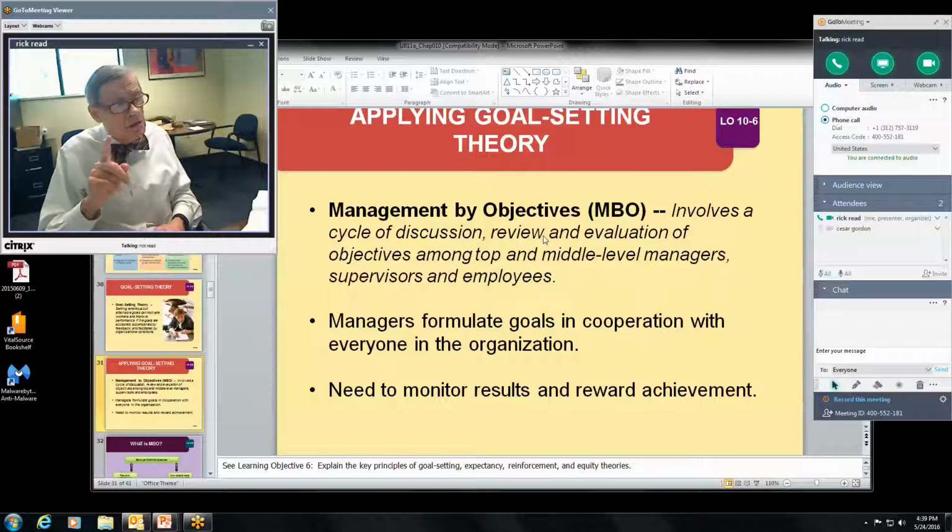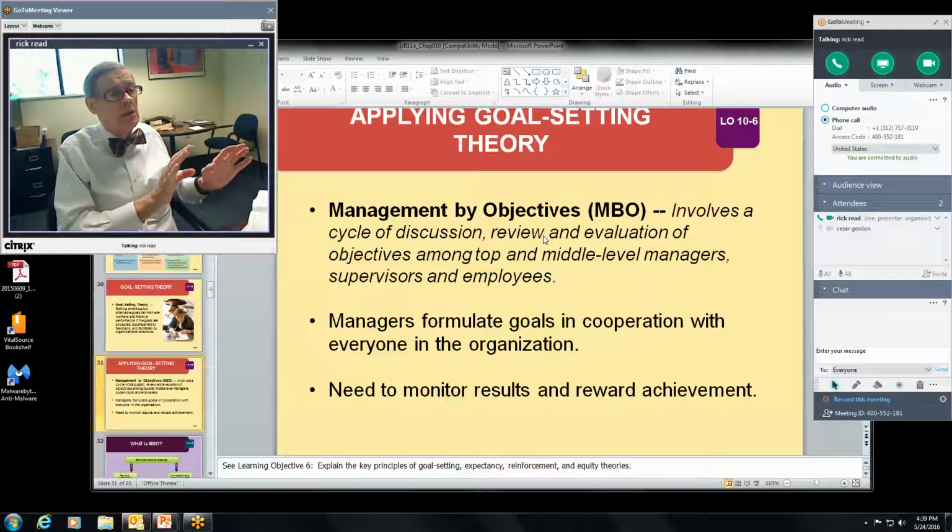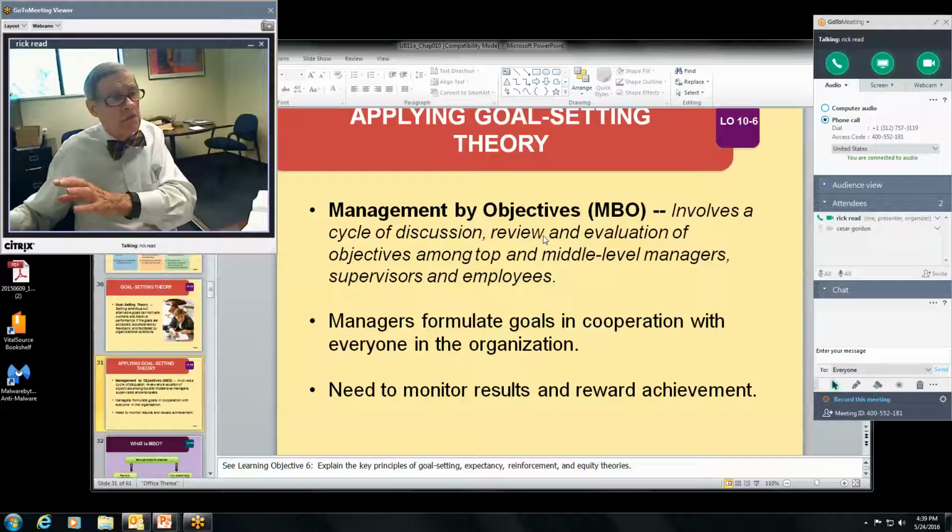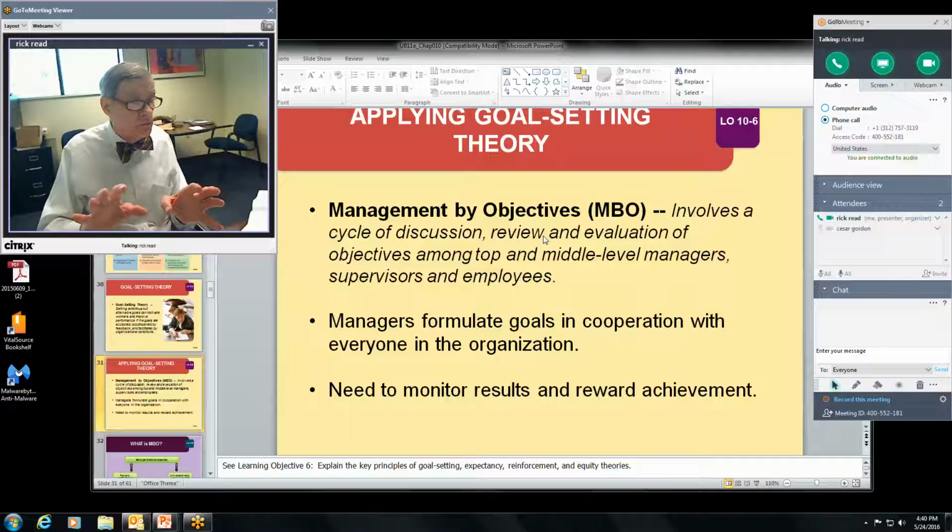One of the criticisms of management by objectives is there's a lot of paperwork involved. Another criticism is that the objective, the goal, may supersede the goals of the organization. In other words, they become primary, and the goals of the organization become secondary. And of course, that can't be and shouldn't be.